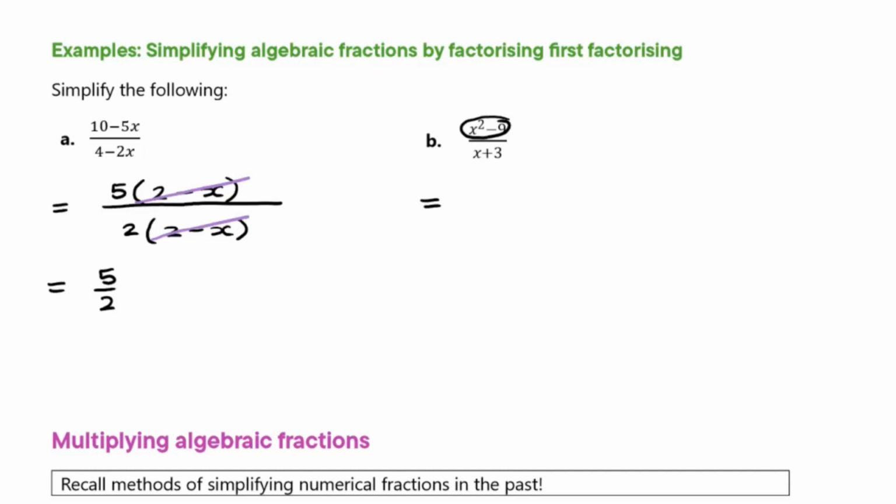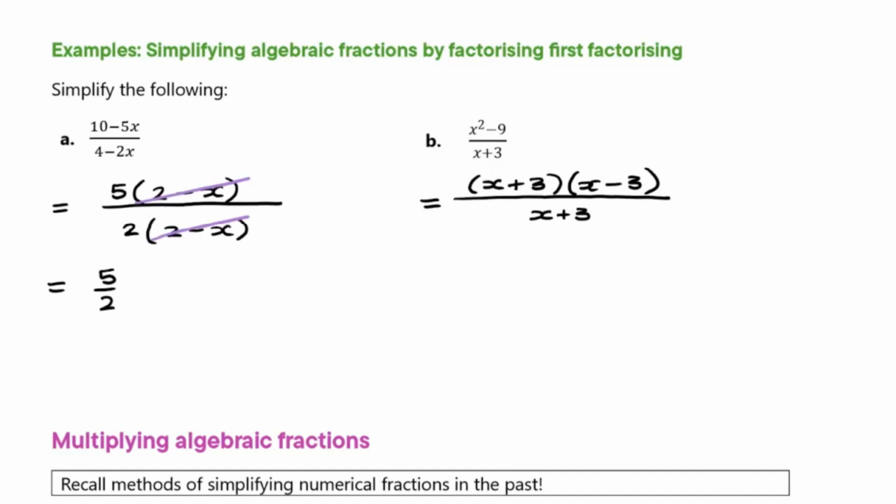We first said, is there a highest common factor we can take out? No, there's not. Next, is it a difference of perfect squares? It absolutely is. X squared minus 9 can be written as x plus 3, x minus 3. So we've nicely factorized that numerator now. Then we've got an x plus 3.